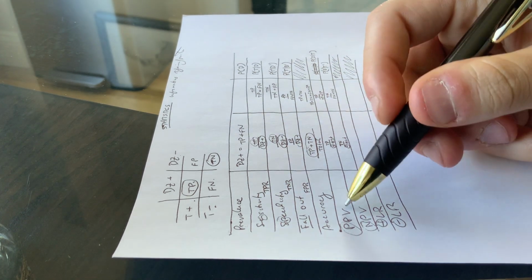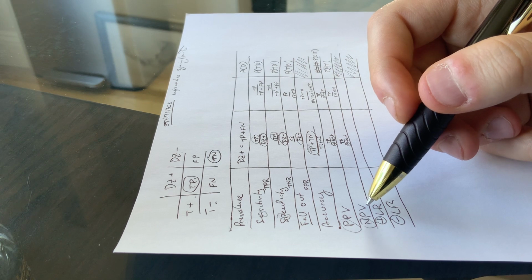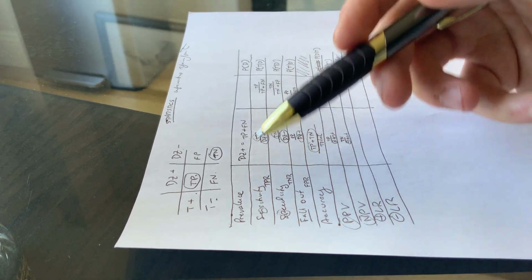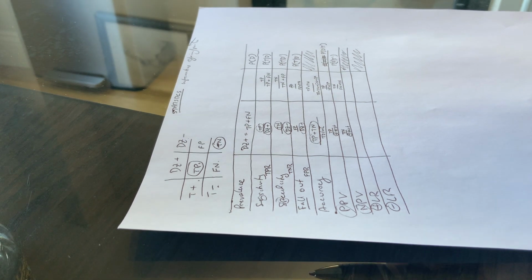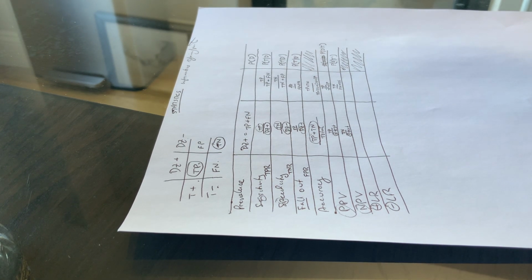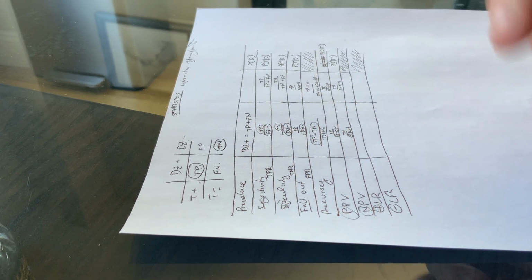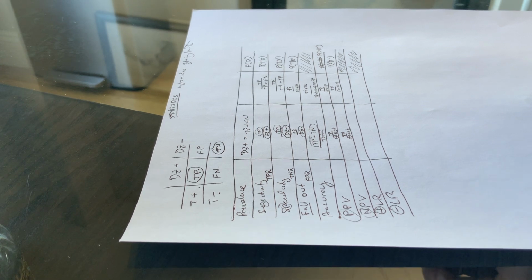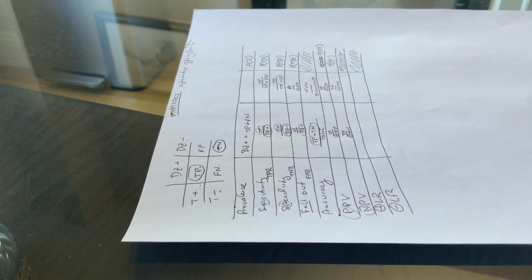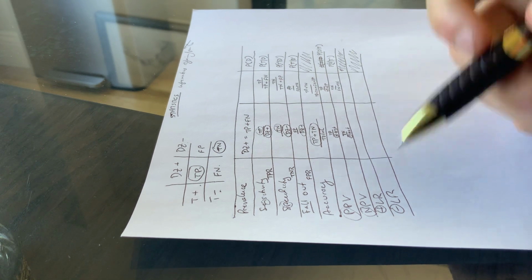Of note, positive predictive value and negative predictive value are both contingent on the prevalence, meaning that if the prevalence is higher, then your positive predictive value will be higher. If the prevalence is lower, then your negative predictive value will be higher, whereas sensitivity and specificity are not dependent on that. And so if you don't know the prevalence, you are better off getting sensitivity and specificity. Okay, moving on to likelihood ratios.